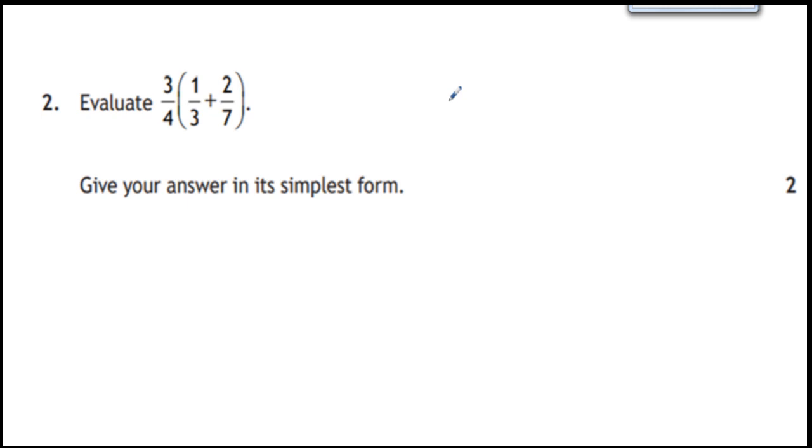Question 2. I want to evaluate 3/4 of 1/3 plus 2/7. Now in maths you always do the bracket first, so I'm going to add a third and 2/7. Now we need the common denominator, which is 3 times 7, so our common denominator is 21. I then look at the first fraction 1/3.